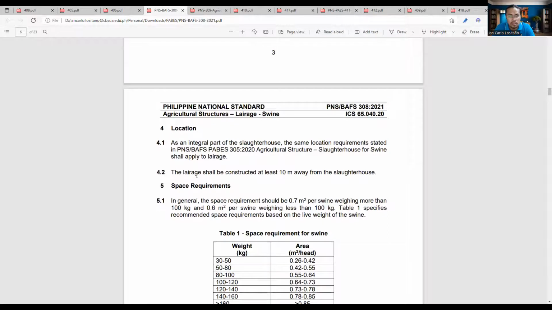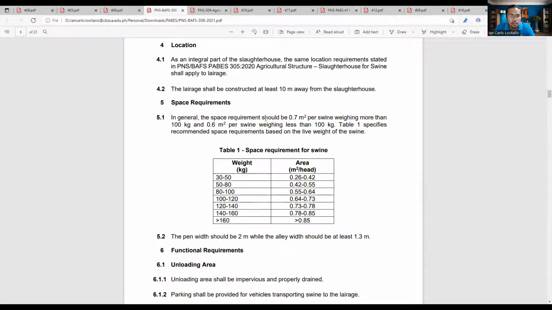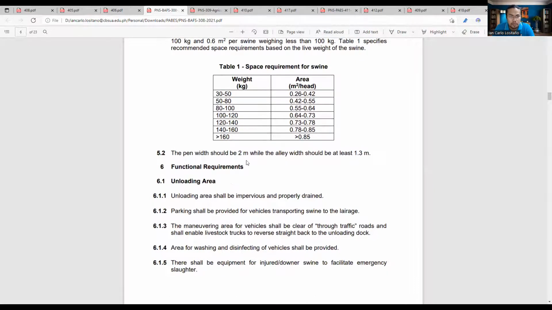The lairage shall be constructed at least 10 meters away from the slaughterhouse. In general, the space requirement should be 0.7 meters squared per swine for those weighing more than 100 kilograms, and 0.6 meters squared for those weighing less than 100 kilograms. The pen width should be 2 meters, while the alley width should be at least 1.3 meters.